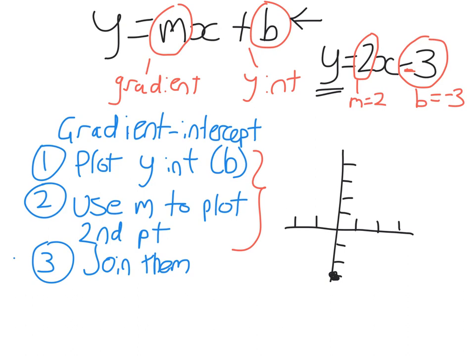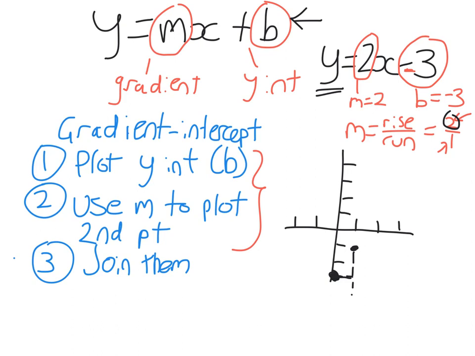Then using the gradient to find a second point. So I told you before, gradient is rise over run. So if the gradient's 2, it's 2 over 1, because 2 is the same as 2 over 1. The number on the bottom tells you how far to go to the right, and the number at the top tells you how far to go up or down. So I start at my first point here, I go across 1, because the run is 1, and I go up 2. I go up because it's a positive 2. If it was a negative 2, then I would go down. I'd go across 1 to the right and down 2.